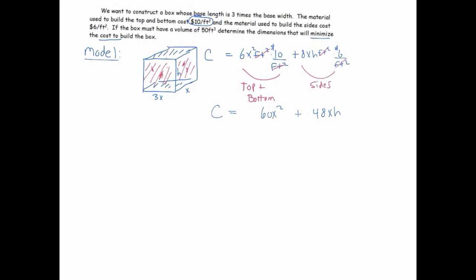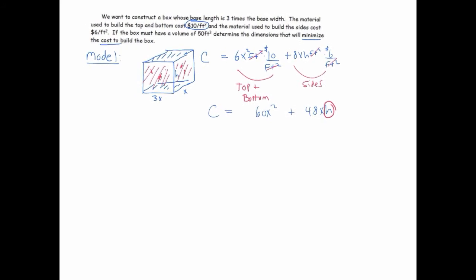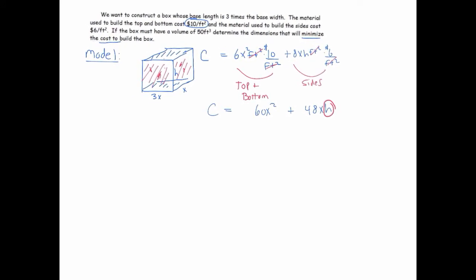All right, so we're well on our way, but our cost function is in terms of 2 variables, and we want it to be in terms of 1. So I'm going to try to replace that h. That's where you go back to the problem, and you note that they told us that the volume of this box has to be 50 cubic feet. So the volume of this box in general is going to be 3x times x times h, so 3x squared times h, and we need that by the constraint of this problem to be 50. Solving that for h gives me 50 over 3x squared, and that'll allow me to make this substitution.